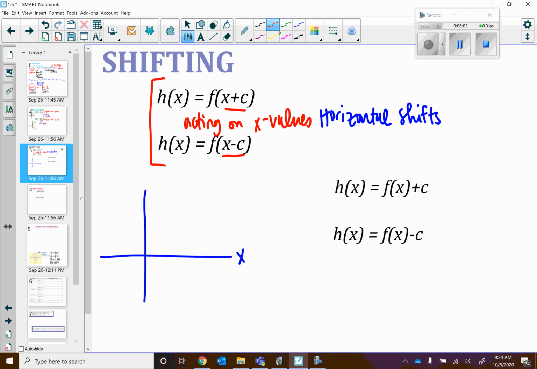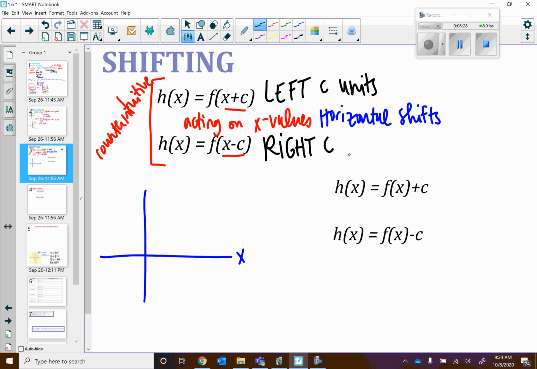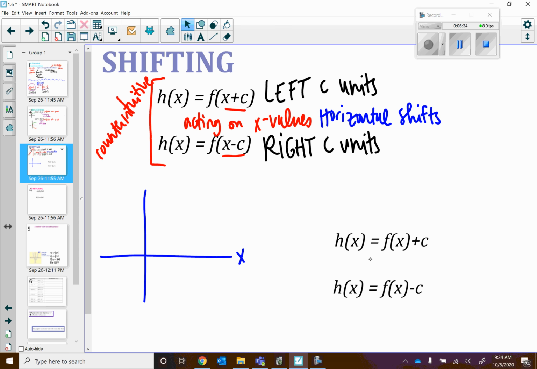Well, actually, we'll stay here. Okay, so our x-axis shifts are always going to be a little counterintuitive, or at least that's what I think. So when I'm adding c, I'm actually going to move to the left c units. And when I'm subtracting c, I'm actually going to move to the right c units. In my mind, that's counterintuitive because I think if I'm adding, I'm getting bigger, and on the x-axis, bigger values are over here to the right, but it's actually the reverse of what we'd expect.